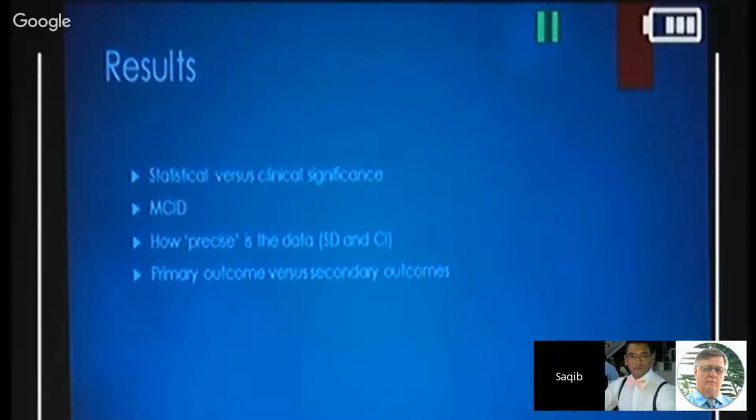Results, again, I mentioned the statistical versus clinical significance. Really know, for clinical studies, what the minimum clinically important difference is for their outcome measures, because that's what matters to patients. How precise is the data? So what is the standard deviation or the confidence intervals? If the error bars are larger than what you're measuring, it's probably not great data.